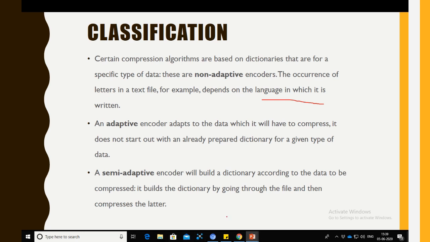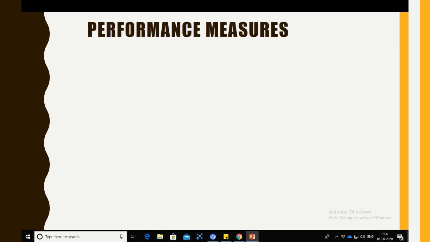Then you have the semi-adaptive dictionary, where you have a basic dictionary with you and go ahead with the data, and as and when new data or new words come, you go on adding them to the dictionary. That is a semi-adaptive encoder.